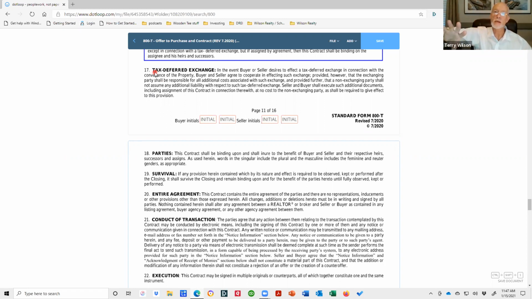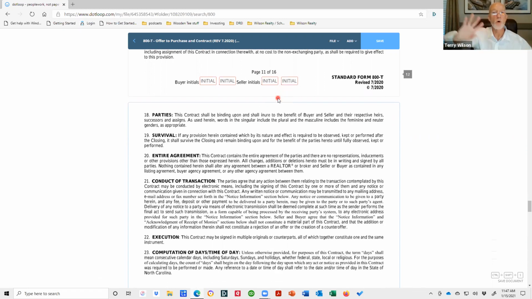If that's the case, you are going to want to inform the attorney, the lender, and you're going to get a third party involved that does tax deferred exchanges, such as the Starker Exchange Company. Starker Exchange Company does tax deferred exchanges, and they will hold the buyer's funds from the sale of their house and then roll those funds into the purchase of this home.